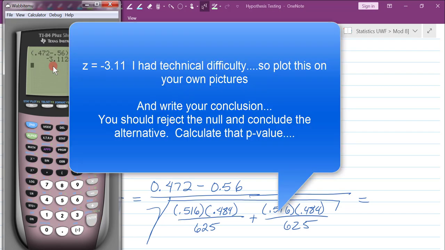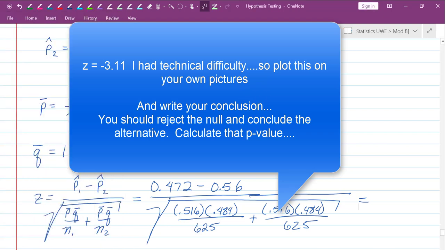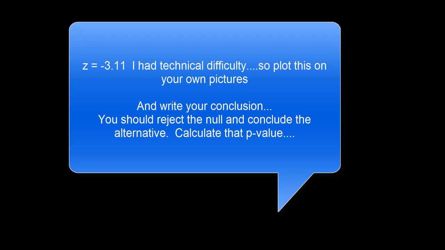Negative 3.11. So negative 3.11 is our test statistic. So now we come up here, negative 3.11, right over here, and we are going to reject. So in this case, we are going to, let's see here.